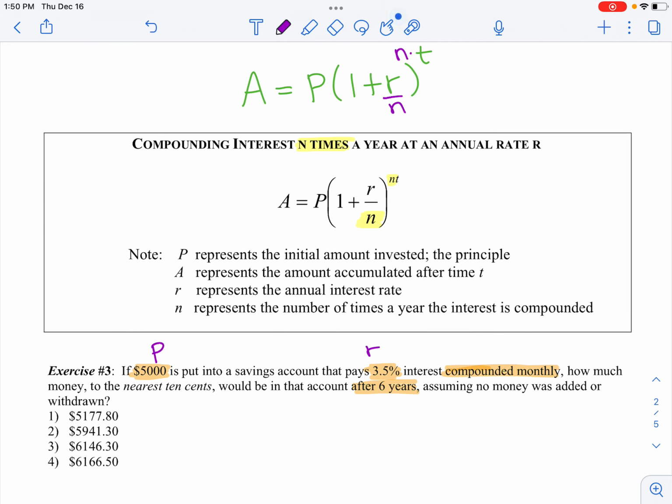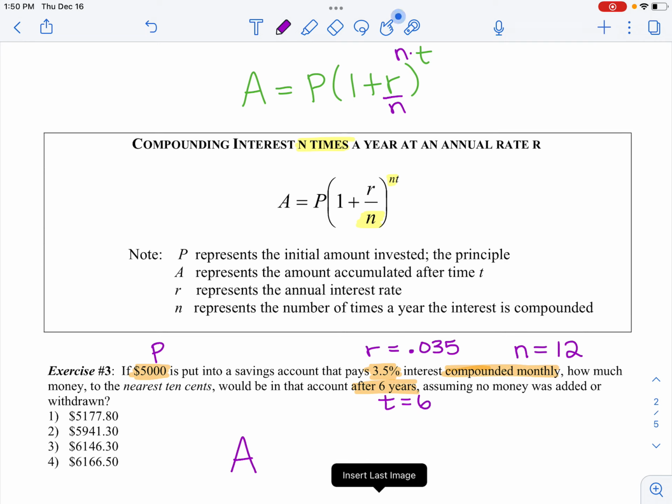Our rate is 3.5%, which really would be, if you divide that by 100, 0.035. Compounded monthly, there are 12 months in the year, so that's n, that's the new part of the formula. And 6 years, that's our time, so t is 6. So let's plug into this.